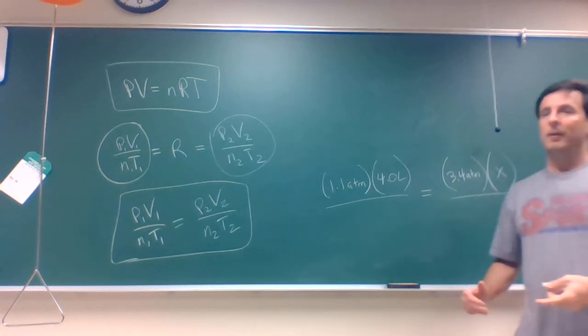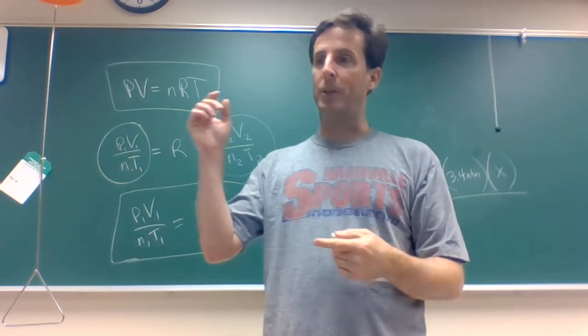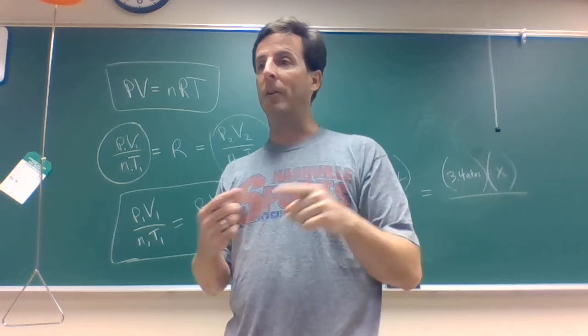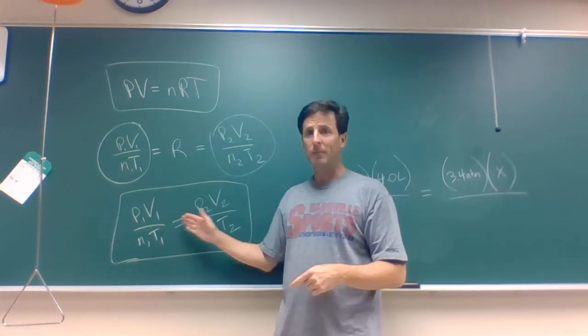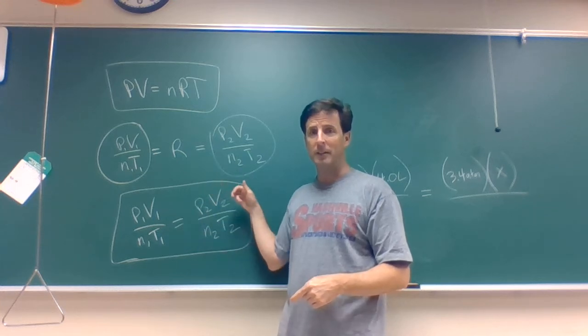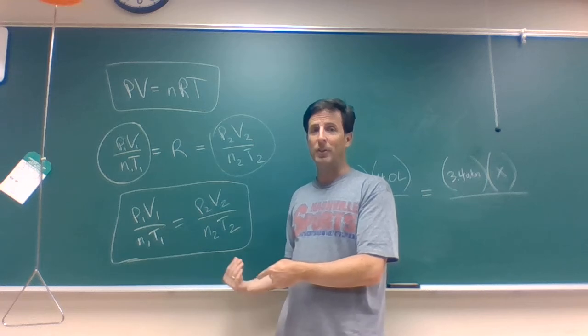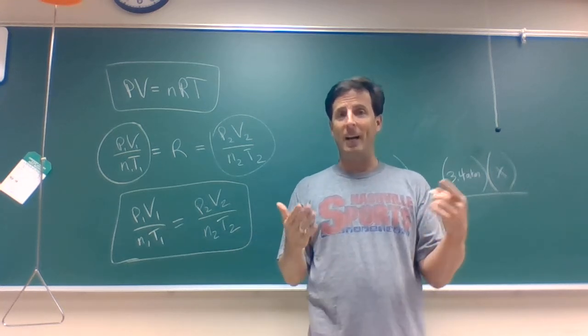Now, the problem, I'll read it again. If I initially have 4 liters of a gas at a pressure of 1.1 atmospheres, what will the volume be if I increase the pressure to 3.4? So I've got my combined gas law here. They mentioned my pressure and volume readings, both initial and final. They never even mention the moles or the temperature. So what do I do with that? Like, I have to kind of decide, how do I address that?